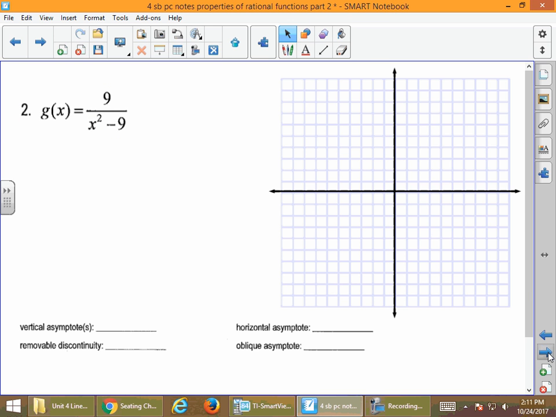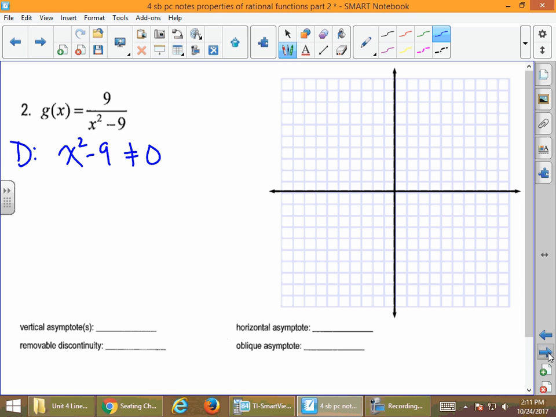But here's a function, g of x equals 9 over x squared minus 9. And we need to come up with the vertical asymptote, the horizontal asymptote, the oblique asymptote, and the removable discontinuity, if there is any. And where we're going to start here, even though I didn't ask it, is what's the domain of this function? Where are there gaps in this function? So we take our denominator here of x squared minus 9 to find our domain, and we set it not equal to 0.